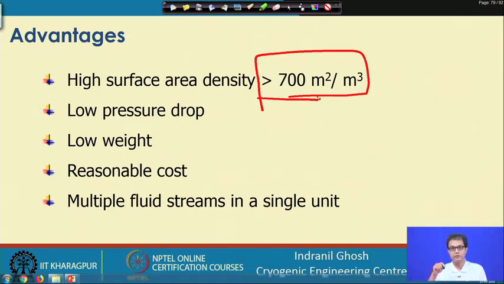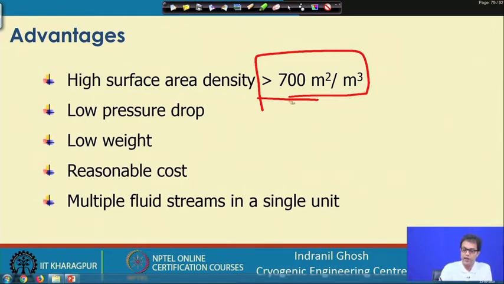In fact, you will find some of the cryogenic heat exchangers are quite big, but if they were not compact, they would have been still bigger in size. As compared to this surface area density, we have relatively low pressure drop. Any heat exchanger designer will try to make a heat exchanger where we have high heat transfer, but the pressure drop penalty is comparatively smaller.